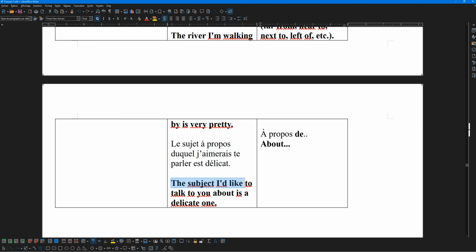The subject I'd like to talk to you about is a delicate one. Le sujet à propos duquel j'aimerais te parler est délicat. So here you have à propos de that you can replace by about.